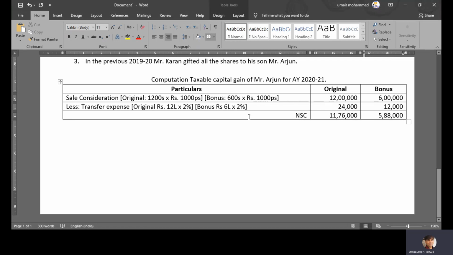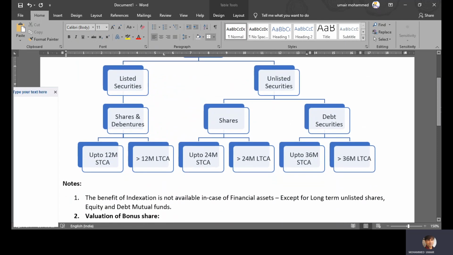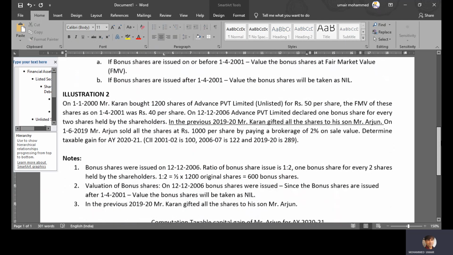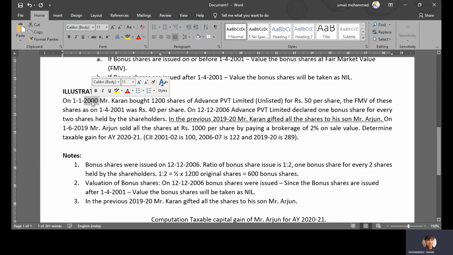Now let's move on to the next important step, which is determining the cost of acquisition. Now these are unlisted shares. Now you look at the criteria for unlisted shares. The criteria is 24 months. More than 24 months, it is long term. So is it being held for more than 24 months? The answer is the original owner bought it in the year 2000, and the existing owner has sold it in 2019. So the period of holding is obviously more than 24 months, right?